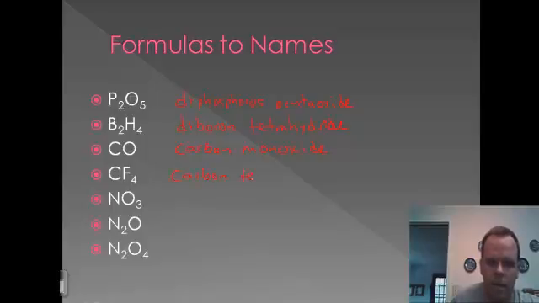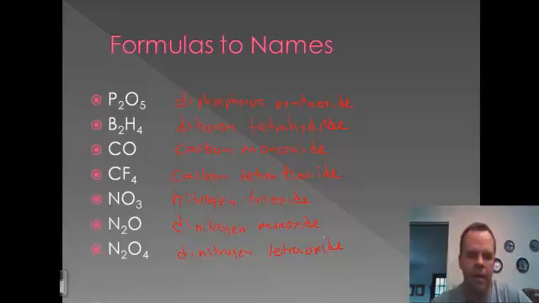Carbon tetrafluoride. Nitrogen trioxide. Dinitrogen monoxide. Dinitrogen tetraoxide. You can see from these last three examples that in all three cases you have nitrogen with oxygen.